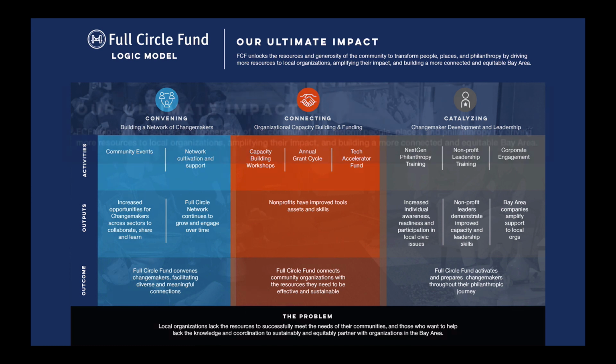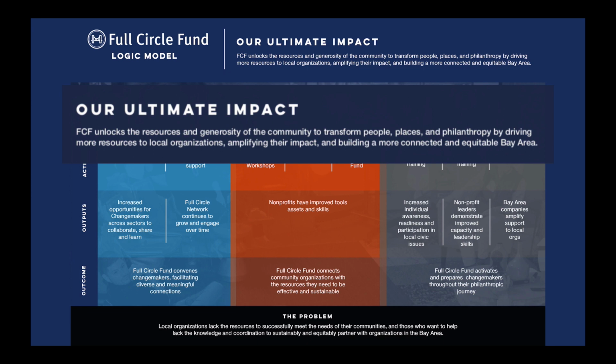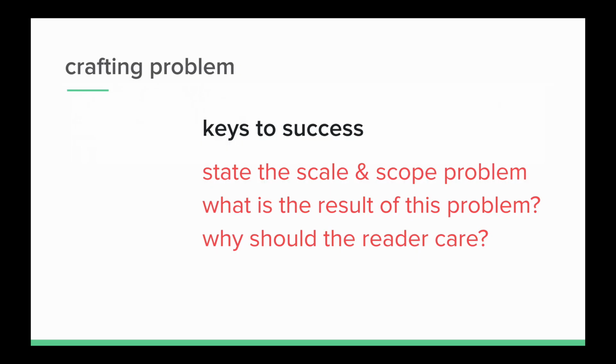So you'll see in the Full Circle Fund model here that the ultimate impact is at the top, and it says Full Circle Fund unlocks the resources and generosity of the community to transform people, places, and philanthropy by driving more resources to local organizations, amplifying their impact, and building a more connected and equitable Bay Area. So number one, you can see how they've written that in present tense, and you can see how that is setting a vision for the future. So take some time at the end here. We're going to give you some time to write out the ultimate impact. Before we do, I want to walk you through what our problem statement looks like.